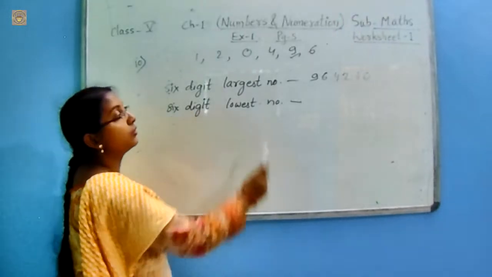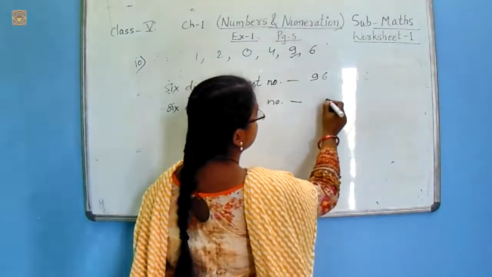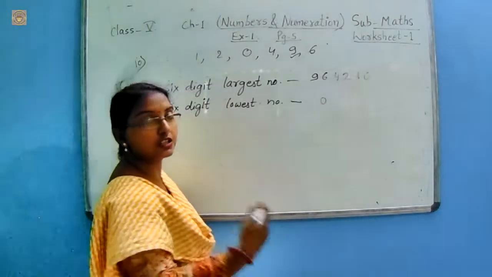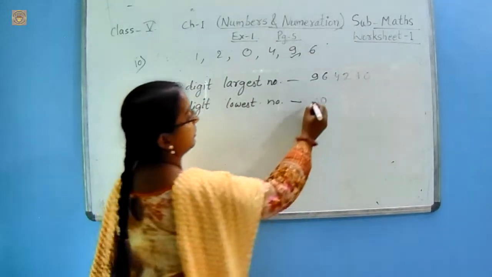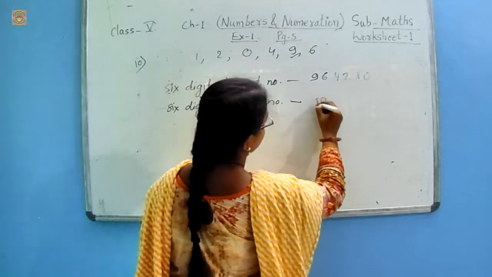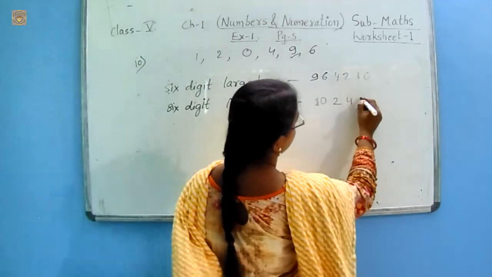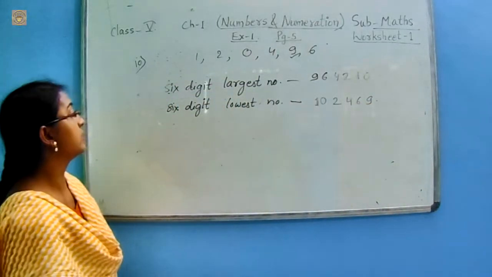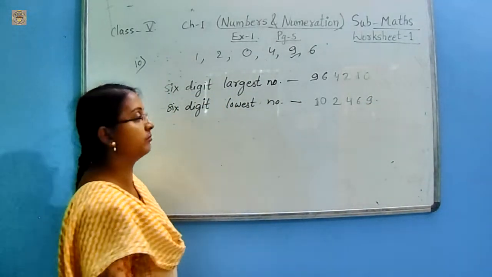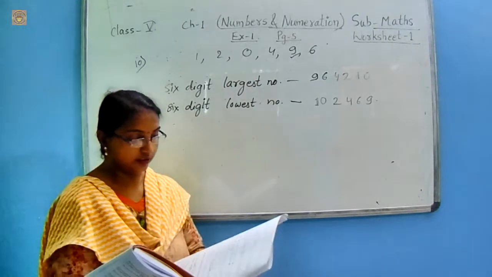And the 6-digit lowest number will be, you have to put 0 just after 1. It will be 102469. That is the 6-digit lowest number. It is your exercise 1.